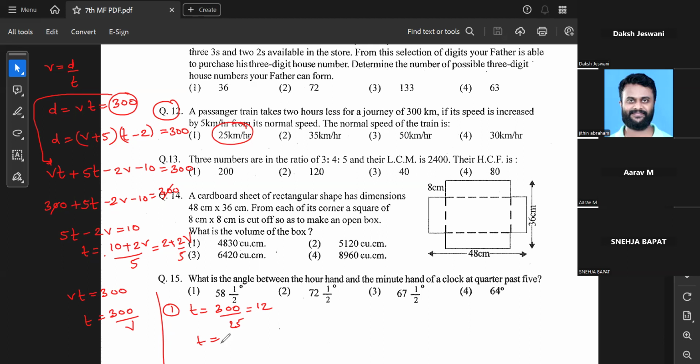Simple logic. Now when I put in the other one, it's 2 multiplied by 25 upon 5. This gets cancelled. I'll get 5 over here. 5 into 2, 10. 10 plus 2, 12. Yes, fortunately, I'm getting the correct answer in the first option itself. Hence, I'll say the first option is my correct answer. Do you understand?